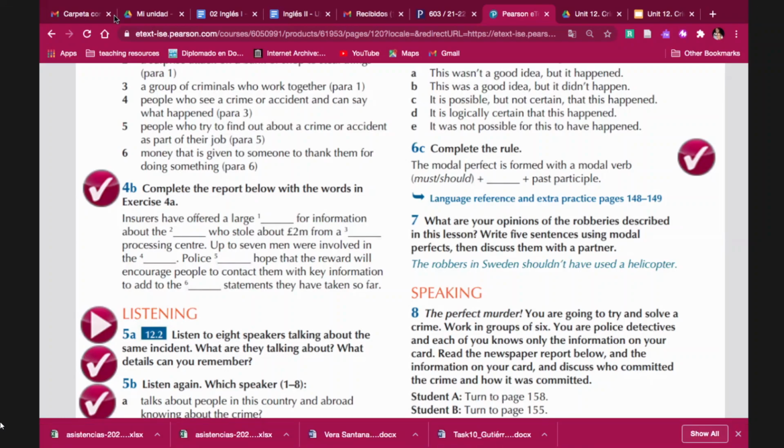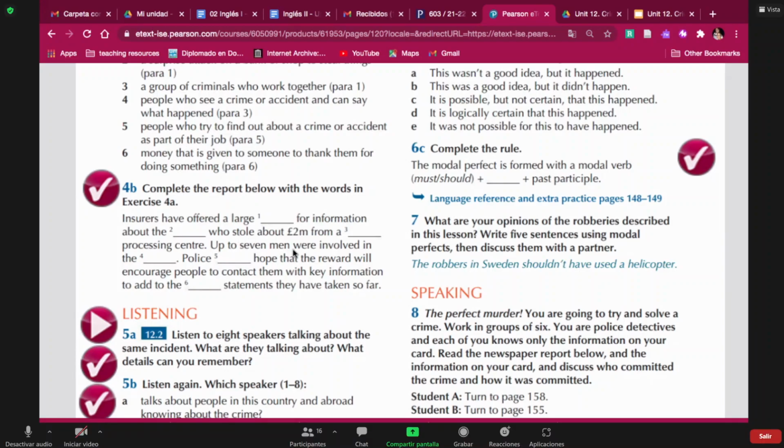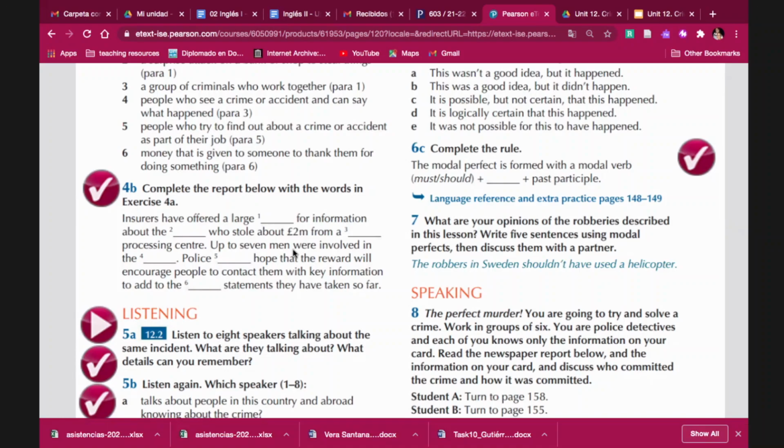Yes, teacher. Up to 7 men were involved in the raid. Police investigators hope that the reward will encourage people to contact them with key information to add to the witnesses' statements they have taken so far. Okay, good. Just be careful. Here, well, it says up to 7 men were involved in the raid. You're right. People, investigators, this is a compound word, porque no es cualquier investigador, son police investigators, okay? Hope that the reward will encourage people to contact them with key information to add to the witness statements.